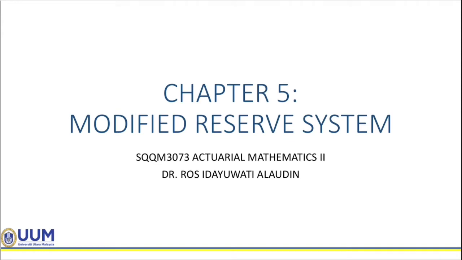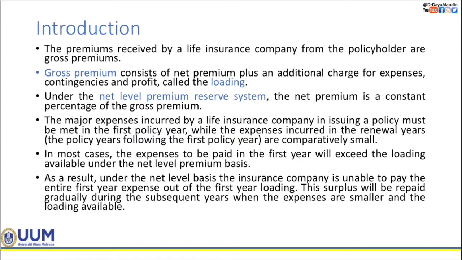Today we will learn Chapter 5, Modified Reserve System. As an introduction, the premiums received by a life insurance company from the policyholder are gross premiums. So gross premium consists of net premium plus an additional charge for expenses, contingencies and profit. And we call this additional charge loading.